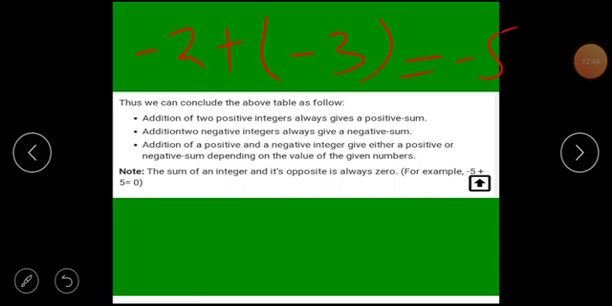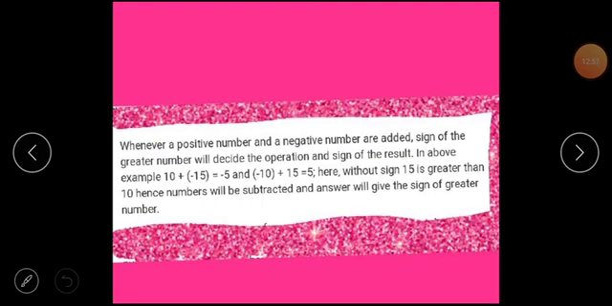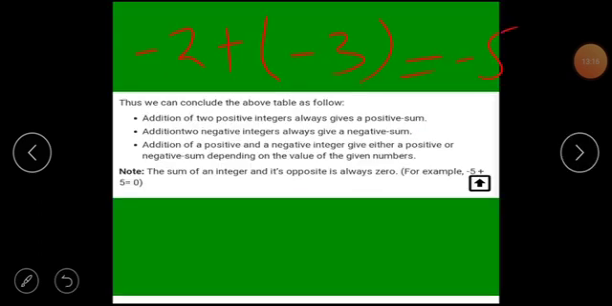Addition of a positive and a negative integer gives either a positive or a negative sum depending on the value of the given numbers. As I already explained to you, whenever you are adding a positive number and a negative number, your answer depends on the sign of the greater number. Means what operation you will apply depends on the sign of the greater number.